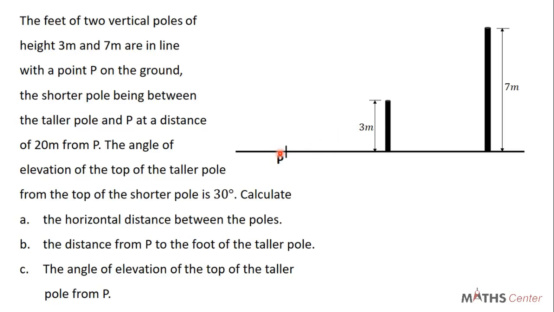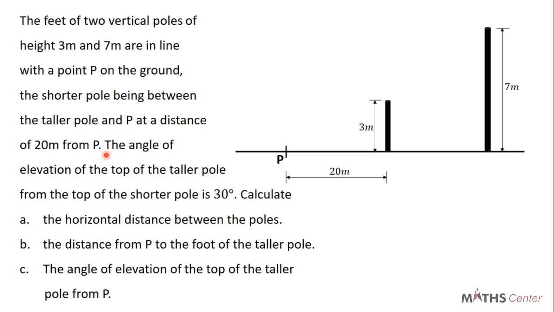And they are in line with P, so they are on the same horizontal line. It says that the shorter pole is between point P and the taller pole. So the shorter pole is between the taller pole and P, at a distance of 20 meters from P. So from P to the shorter pole is 20 meters, as we can see here.